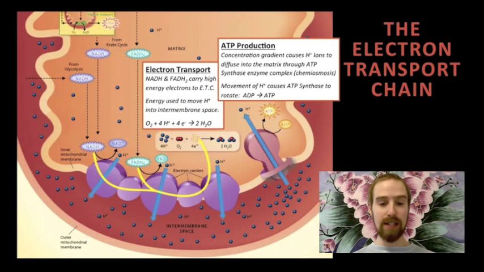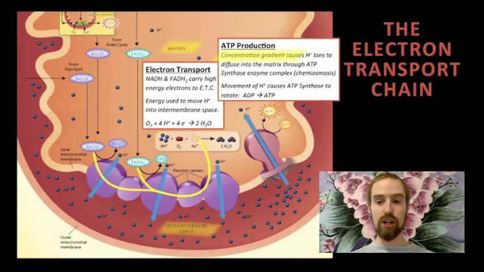The electrons passing through the electron transport chain end their journey by reacting with oxygen gas and hydrogen ions to form water. And without oxygen gas present to complete the process, the electron transport chain won't work. This is why we need to breathe oxygen in order to live. Oxygen allows the electron transport chain to function. This creates a concentration gradient, with a high concentration of hydrogen ions in the intermembrane space and a low concentration of ions in the matrix of the mitochondria.